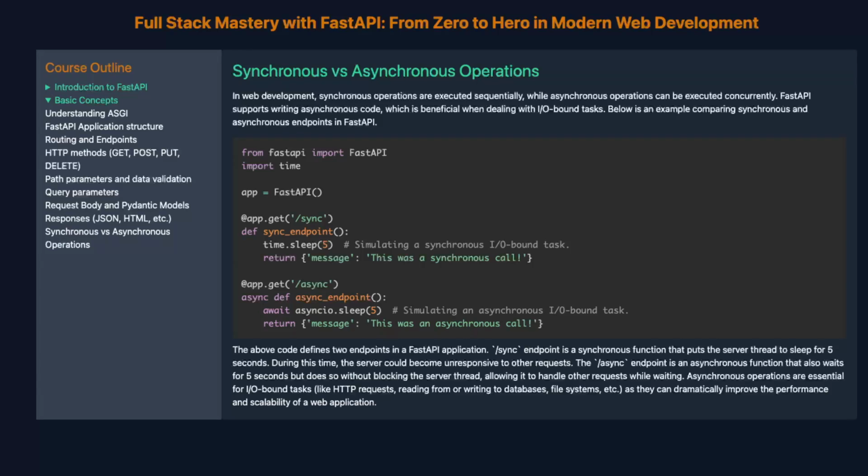The async endpoint is an asynchronous function that also waits for 5 seconds, but does so without blocking the server thread, allowing it to handle other requests while waiting. Asynchronous operations are essential for I/O-bound tasks, like HTTP requests, reading from or writing to databases, file systems, etc., as they can dramatically improve the performance and scalability of a web application.